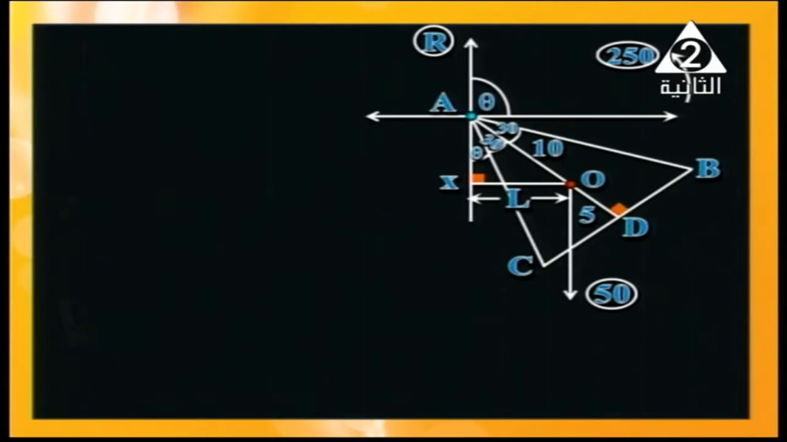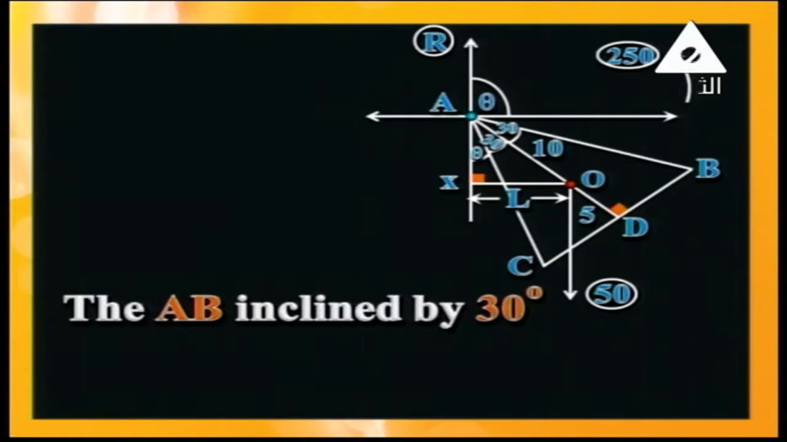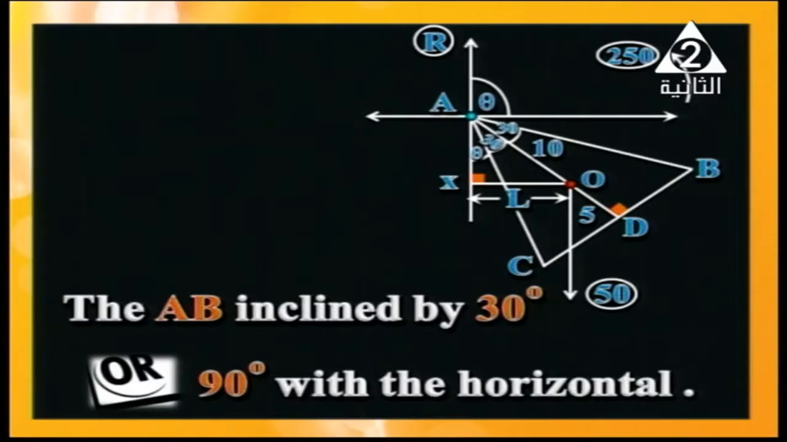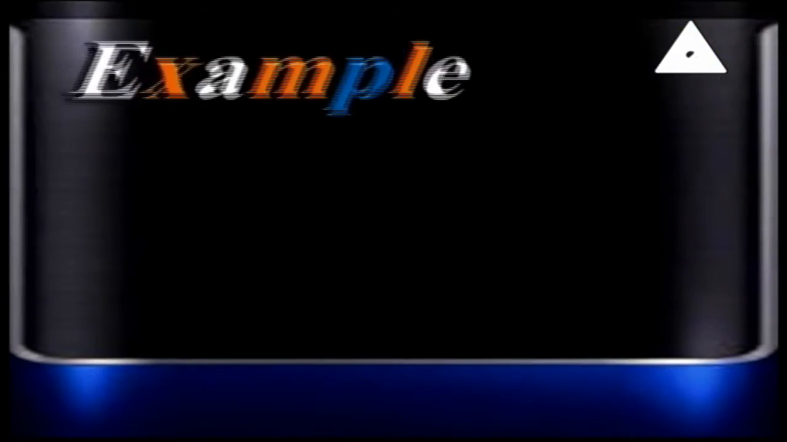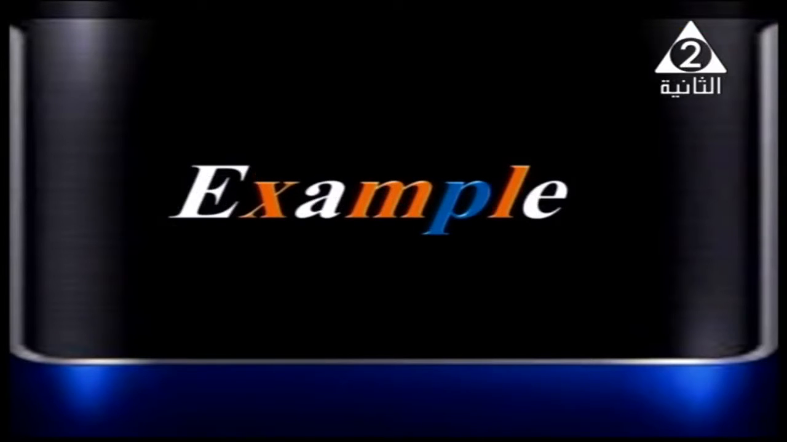AB is inclined by 30 or 90 to the horizontal. Why? Because look at AB, angle theta may be equal to 30, may be equal to 130. Look at another example.